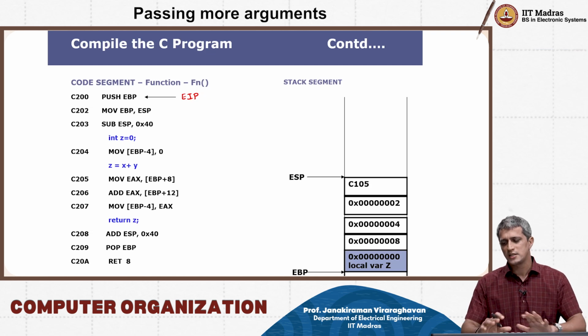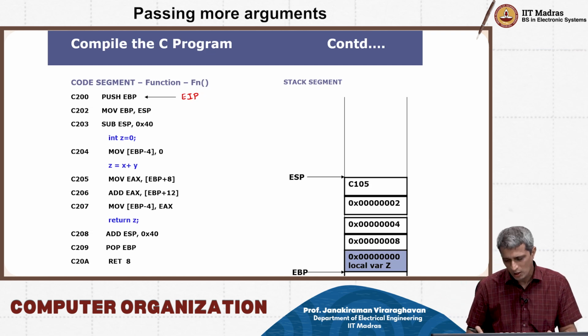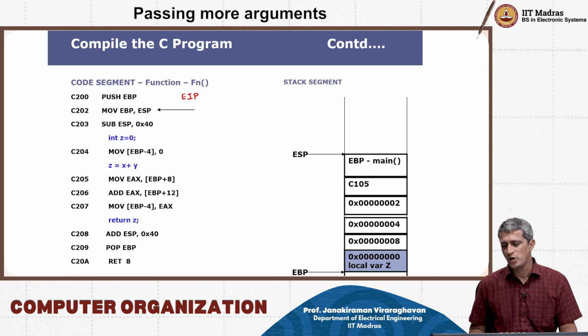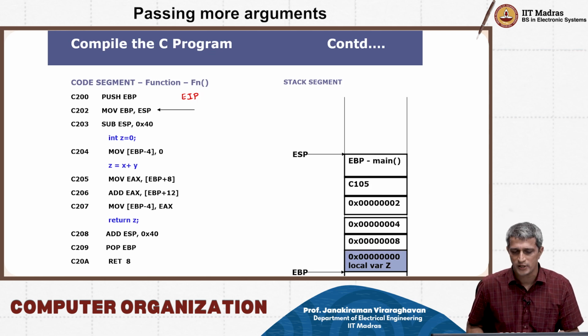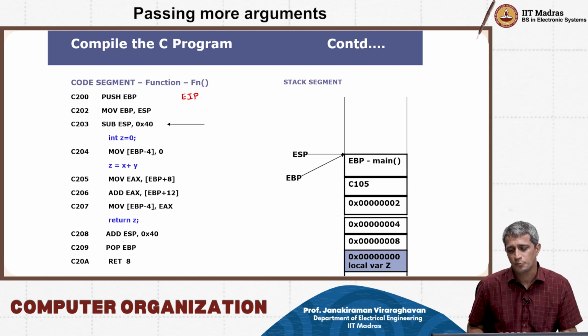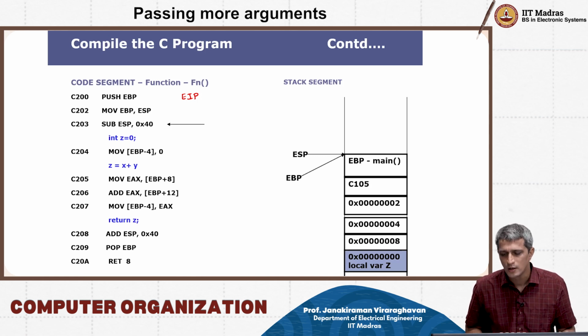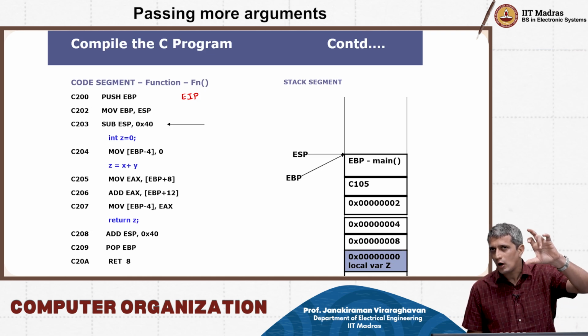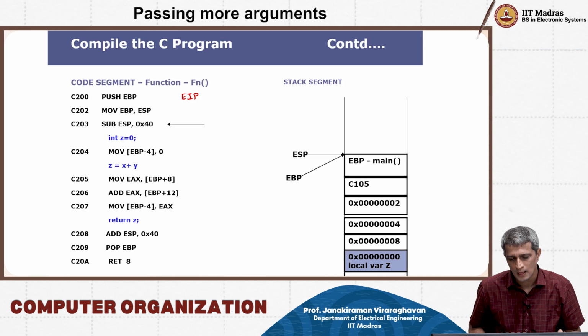Now this is the picture of the stack. And now what are we going to do? We are going to execute this program exactly as per the assembly instructions shown here, starting from C200. You push EBP, so the EBP of main goes there, then you move EBP comma ESP, so whatever the value of ESP is, you put that into EBP, so the EBP gets initialized now to the stack of the function fn. Then what do you do?